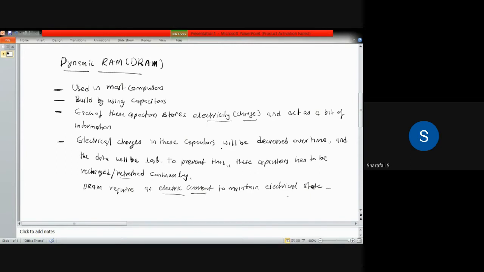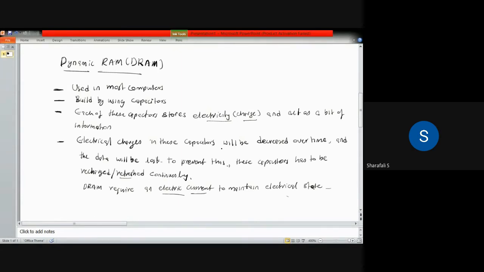And that depends on the leakage or the decay of those capacitors, how fast they can decay. Depending on that, the refreshing time or the hold time will change. So that depends on the capacitance, and this capacitance will be in femtofarads. That is how small the capacitors are.